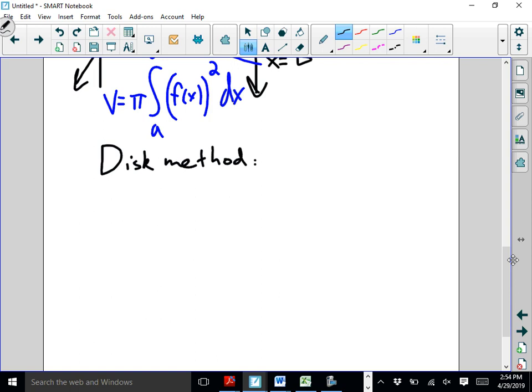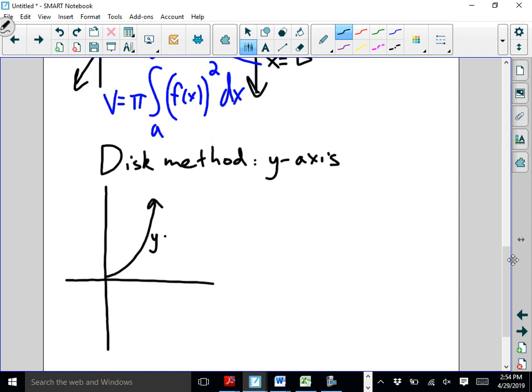So this one I'm going to use an actual function here. So here's what I have. My region is bounded by y equals x squared, the y-axis, and the horizontal line y equals 4. Okay, so this is my region, S, and now I'm revolving around the y-axis.